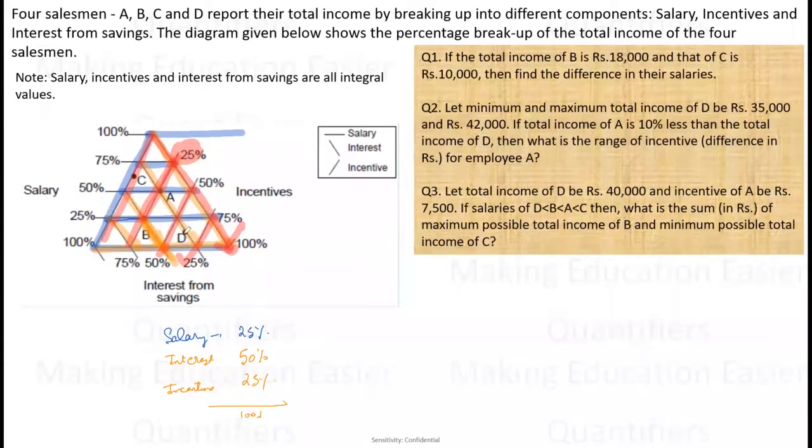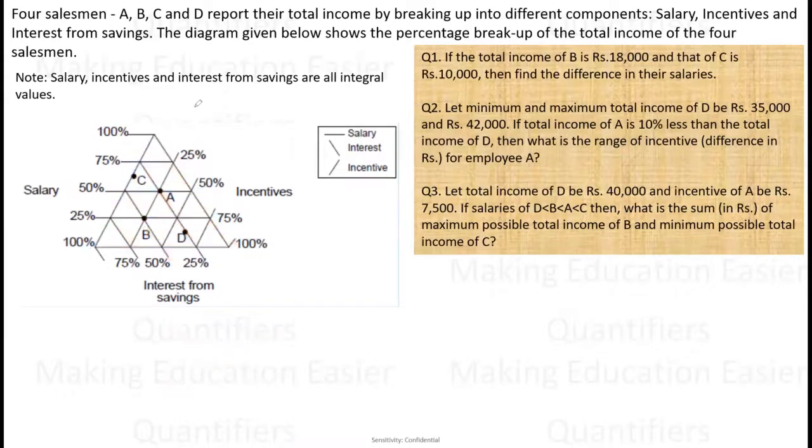If I talk about D, how do I see the salary of D? Salary, we will see here. How do I see the interest from savings? We will see here. How do I see the other component? We will see that here. So this is how I will analyze the value of D, right? So we should know this. Once you know how this graph has to be read, it is very easy from there on. Right? Let's read the questions and let's try to solve everything that is given.